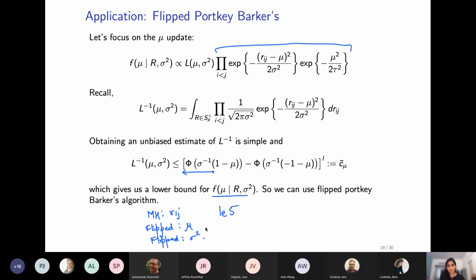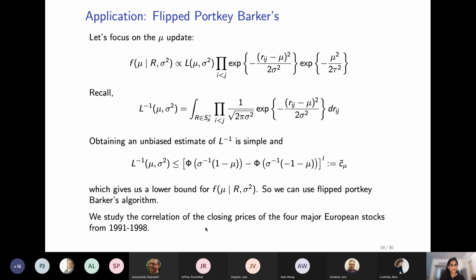And I jumped a little bit because I do have to tell you what data set we used. We studied the correlation of the closing prices of 4 major European stocks, 91 to 98. I will not be able to name these stocks. My knowledge in finance is as low as anyone else's.